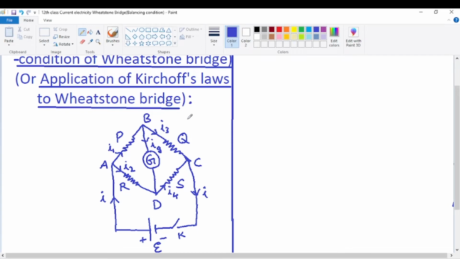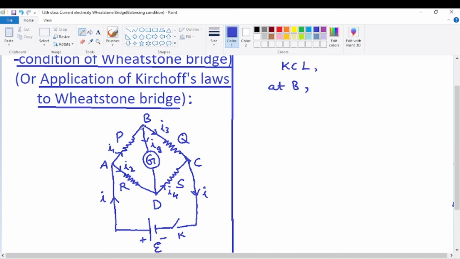So now applying Kirchhoff's current law, KCL. At which junction? Firstly considering junction B. Kirchhoff's current law simply states that the sum of the currents entering a junction is equal to the sum of the currents leaving the junction. How many currents are leaving the junction? Two currents, I3 and Ig. So the sum of the currents leaving the junction is I3 plus Ig.